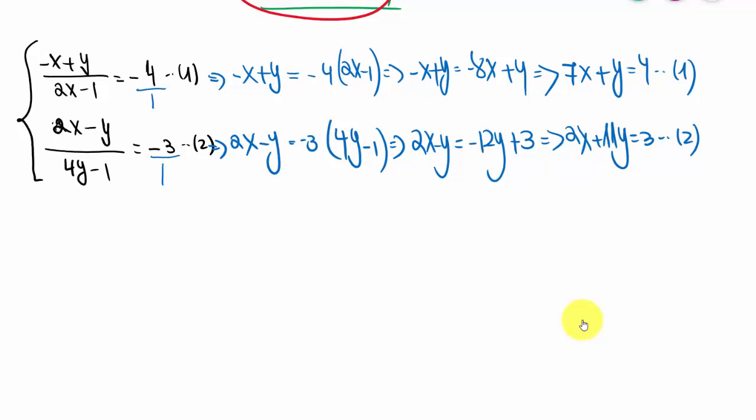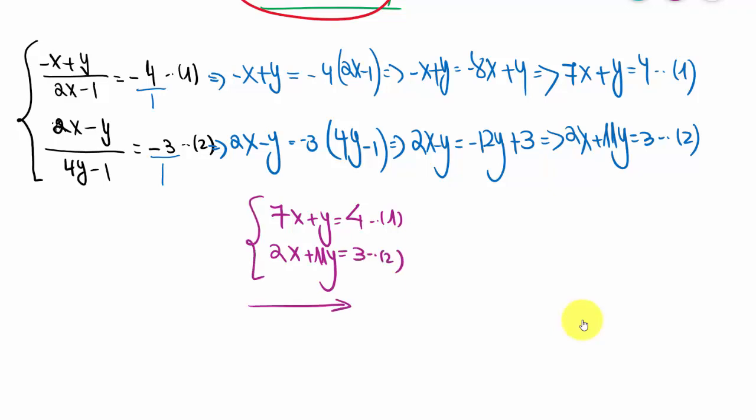Now what we get is the following system of linear equations. 7x plus y is equal to 4, the first equation. 2x plus 11y is equal to 3, the second equation. This is a system of linear equations, the solution of which I leave as homework.